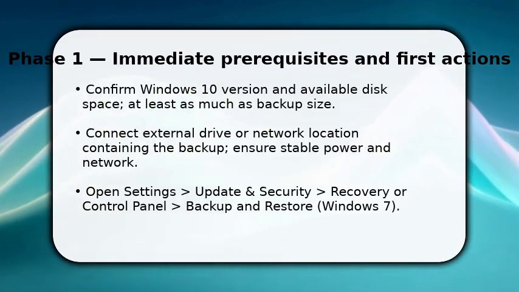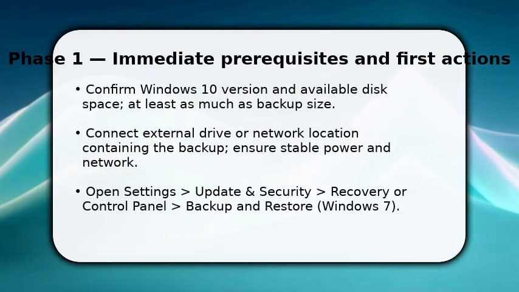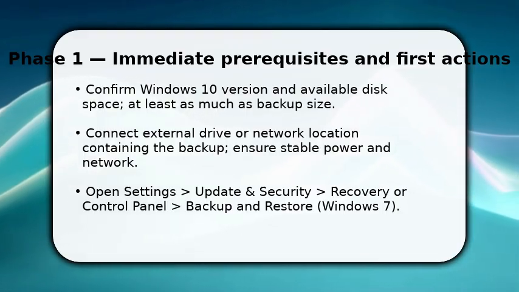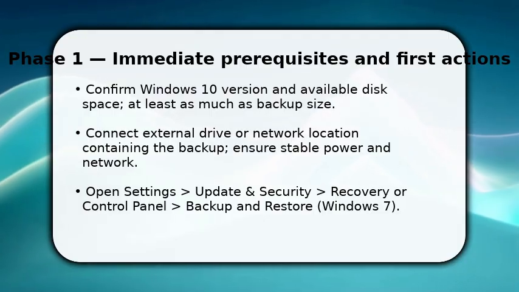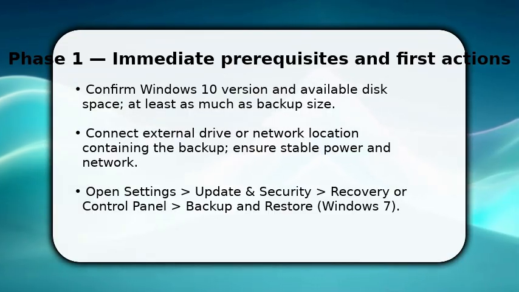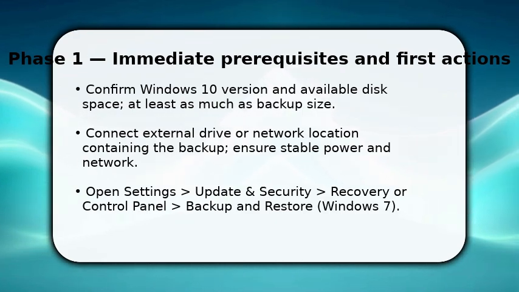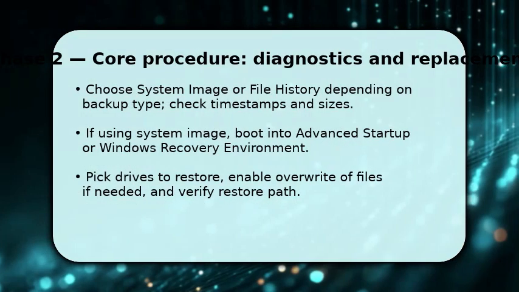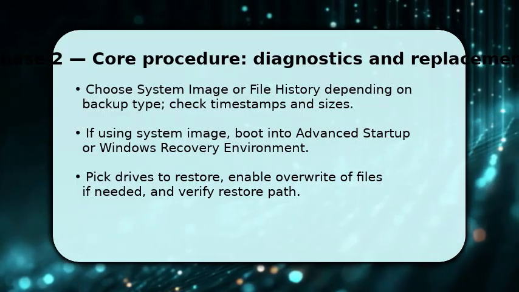Once done, open Settings, go to Update and Security, then Recovery, or open Control Panel and choose Backup and Restore, Windows 7. This gets you immediately into the correct restore tools, so you can select the image or file-level backup without wasting time. You now select the exact backup to restore and set options.